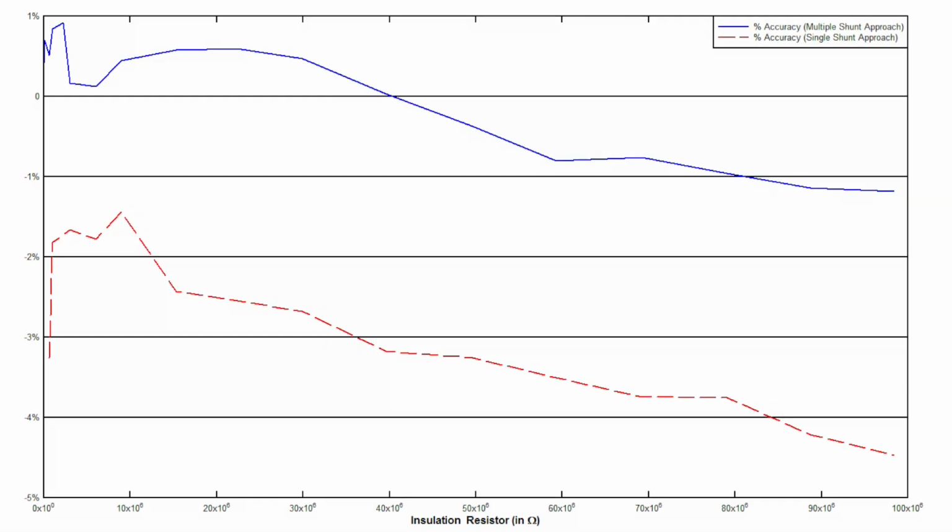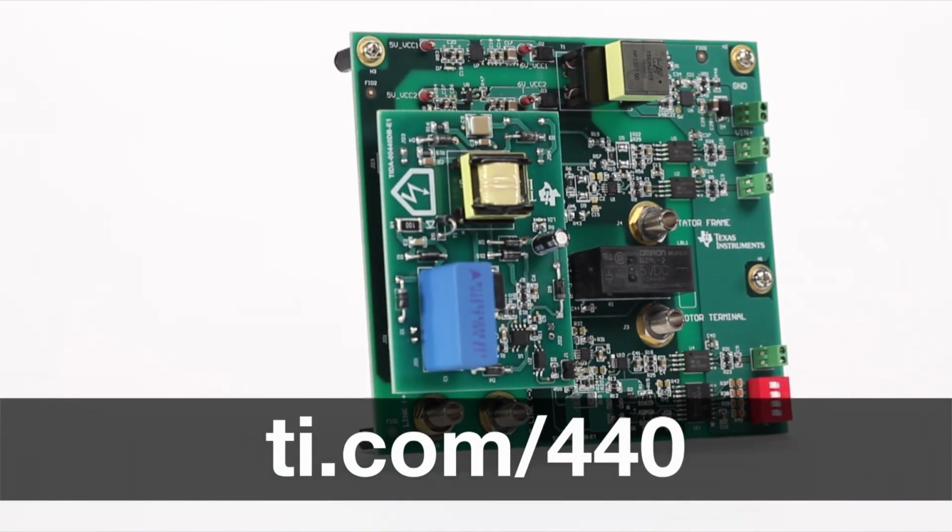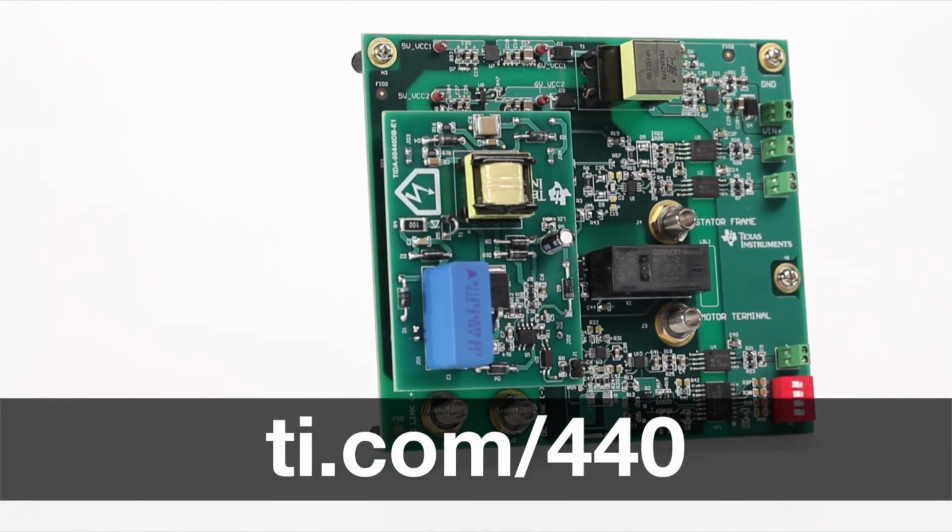These are the accuracy graphs for this TI design. With the multiple shunt approach, the value of shunt resistor is changed on the fly by switching on and off the MOSFETs. For single shunt approach, the shunt resistor value is 22 ohms, and the gain of INA225 is changed when required. It can be observed from the accuracy graphs that multiple shunt approach has better accuracy compared to the single shunt approach.